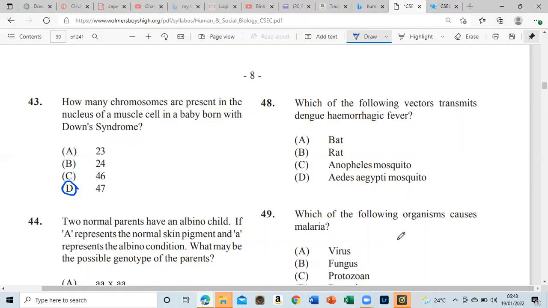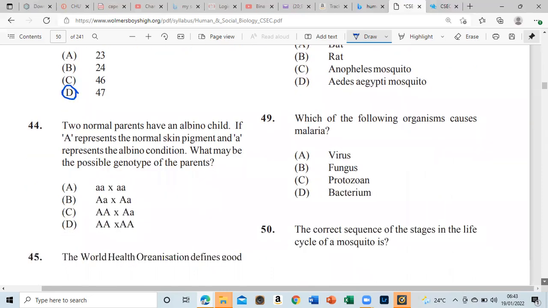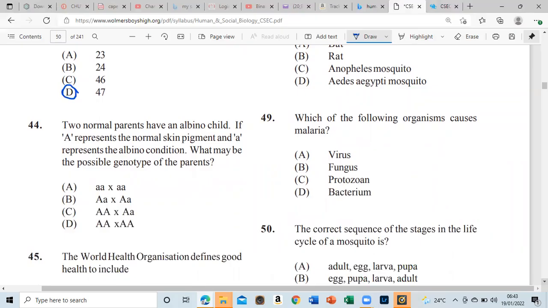All right, two normal parents. Oh, well, let me go back. Can I jump the gun? All right, two normal parents have an albino child. A represents the normal skin pigment and a represents the albino condition. What makes the possible genotype of parents? So that would be double A, yeah, small a. 44 would be B, guys.